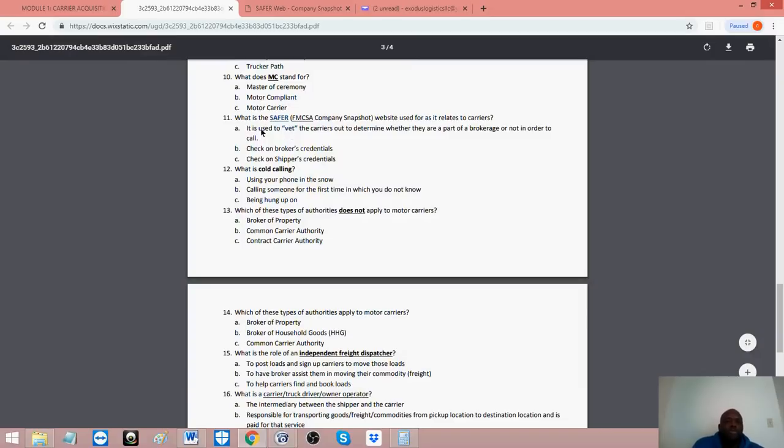understanding. Number 11, what is the SAFER FMCSA company snapshot website used for as it relates to carriers? A, it is used to vet the carriers to determine whether they are part of a brokerage in order to call. B, check on broker's credentials. C, check on shipper's credentials. Everybody is saying A. That is true.